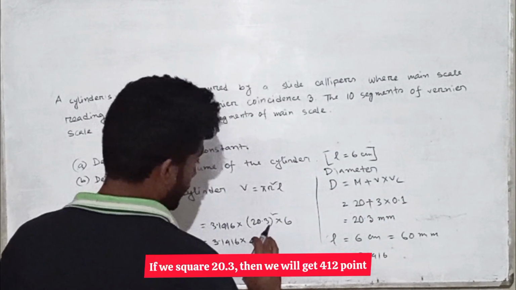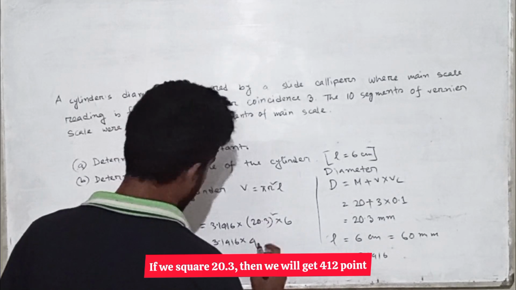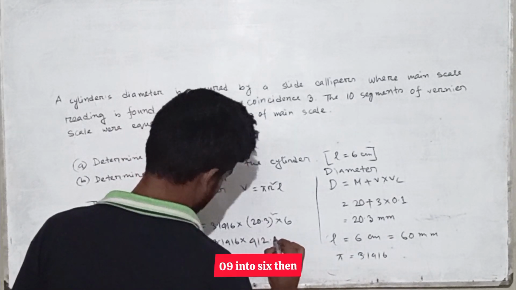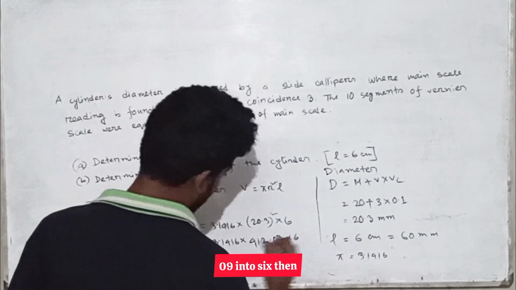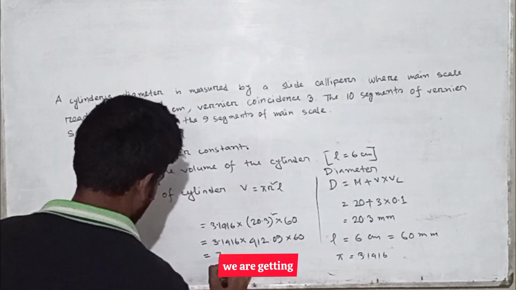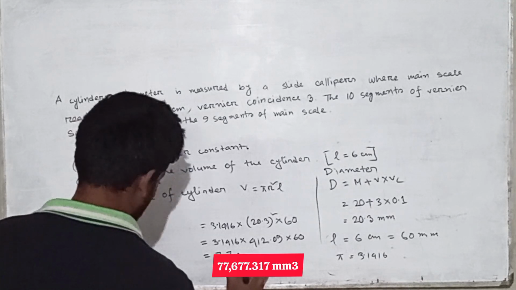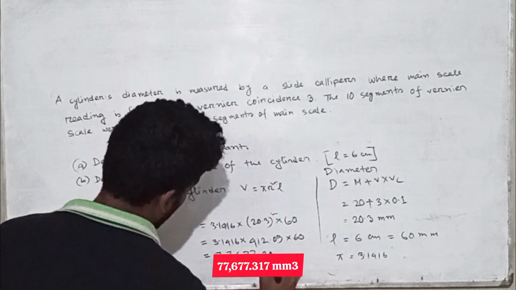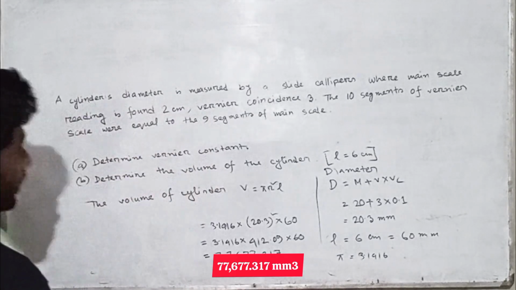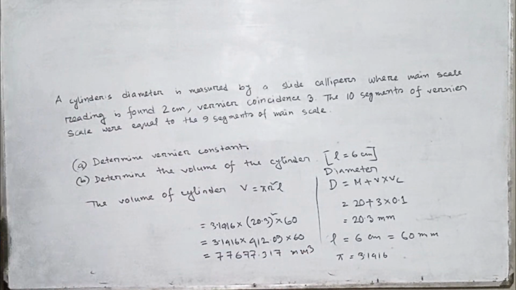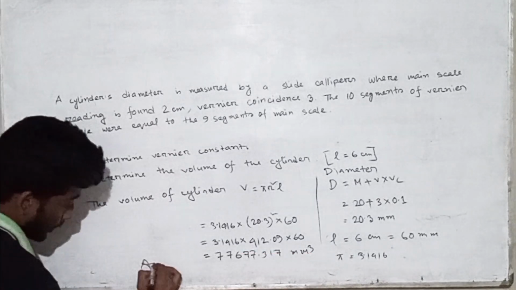If we square 20.3, then we will get 412.09 into 6. Then if we multiply all those, we are getting 77,677.373.7 millimeter cube. This is the answer of that question.